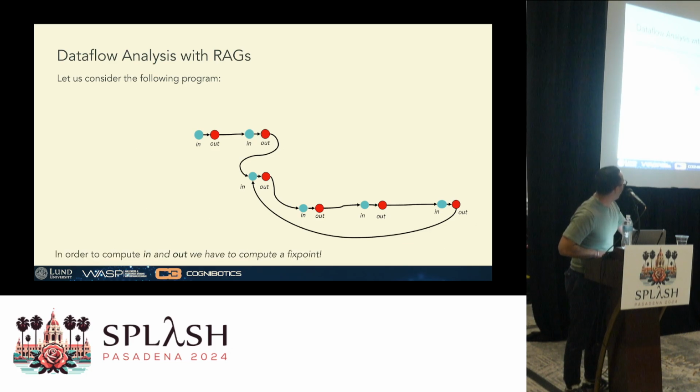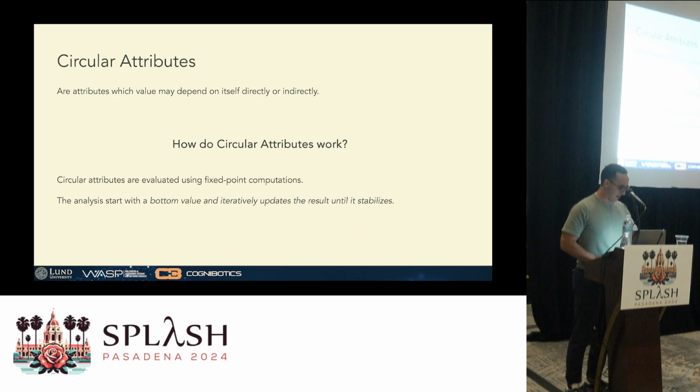That depends indirectly on itself. So we have a cycle. And in order to compute the value for that in, we have to compute a fixed point. And we can do that with reference attribute grammars by using circular attributes. Circular attributes are attributes whose value may depend directly or indirectly on itself. And they are computed using this fixed point computation.